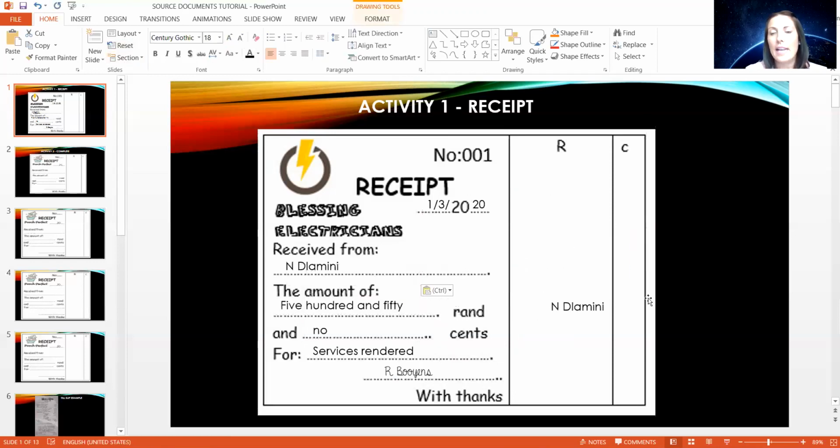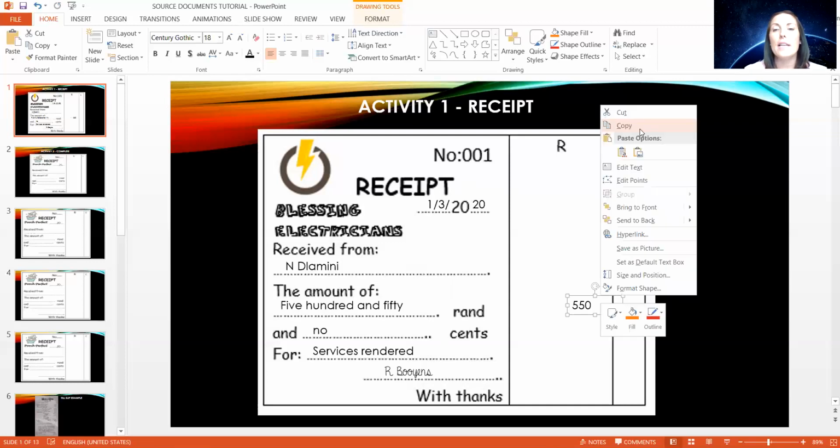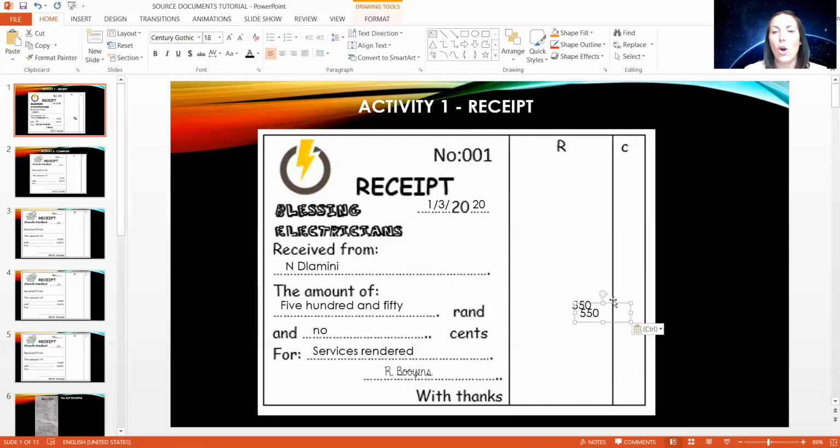Then where we have the rand and the cent column, we also need to write the amount down. That is just to make sure that everything is true and correct, and to eliminate the opportunity for people to commit fraud. So you can write it as 550, or draw a dash. Okay, so that is how we complete a receipt.